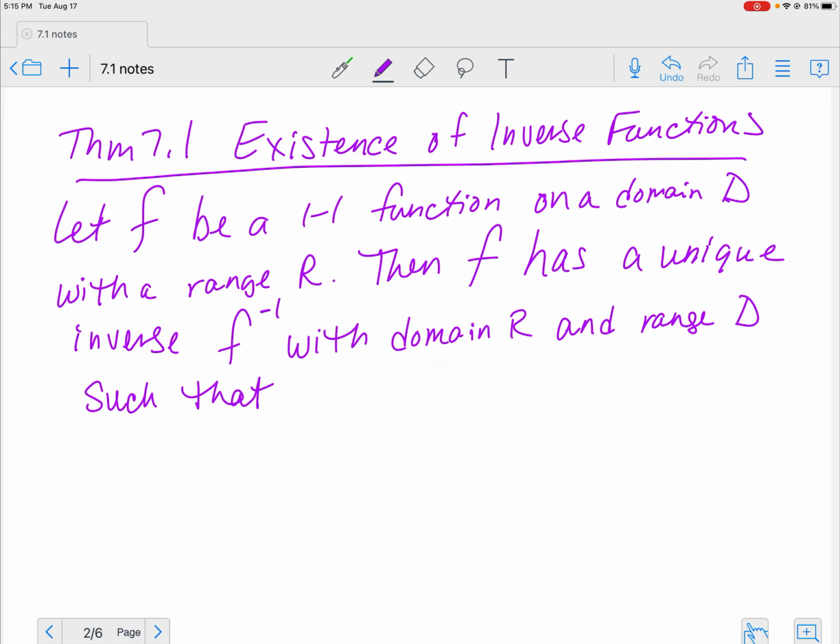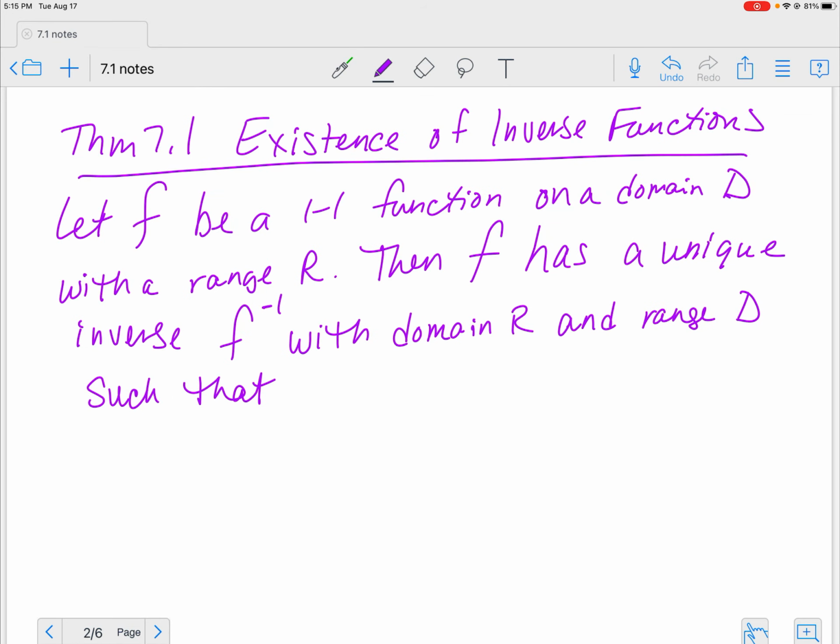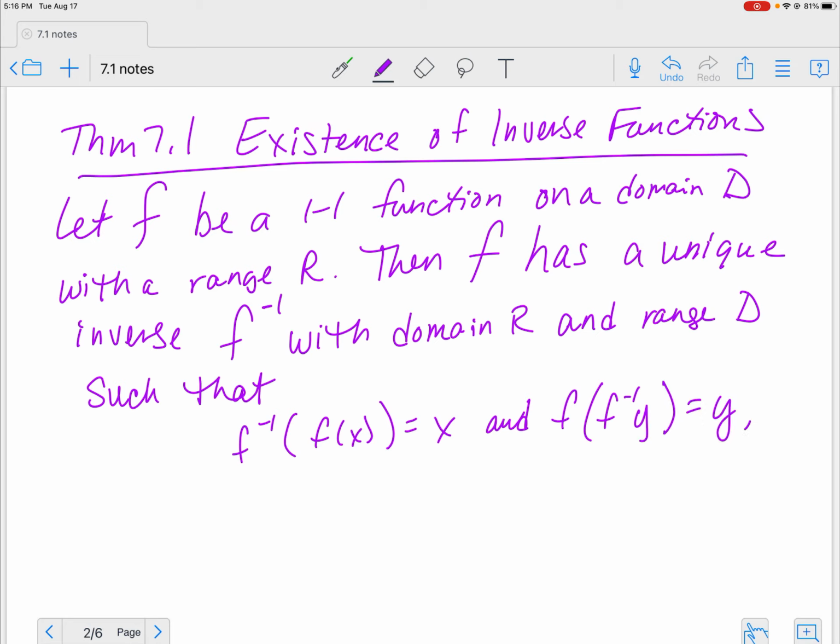f inverse of f of x equals x, and f of f inverse of y equals y, where x is in D and y is in R.